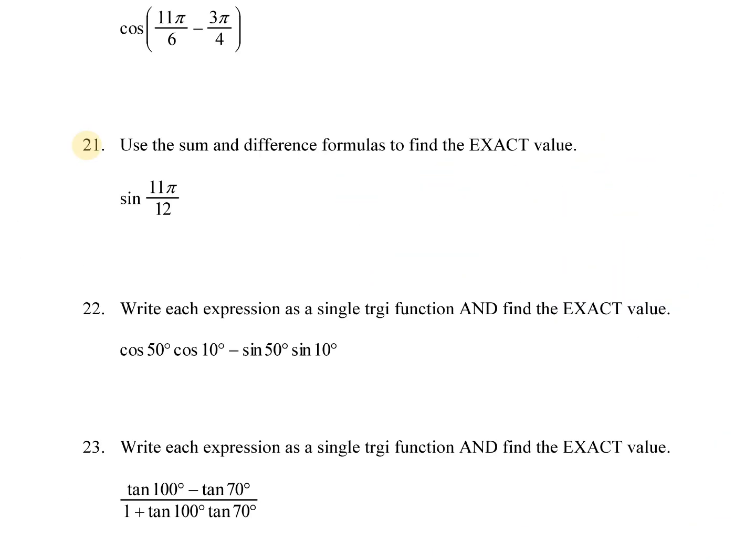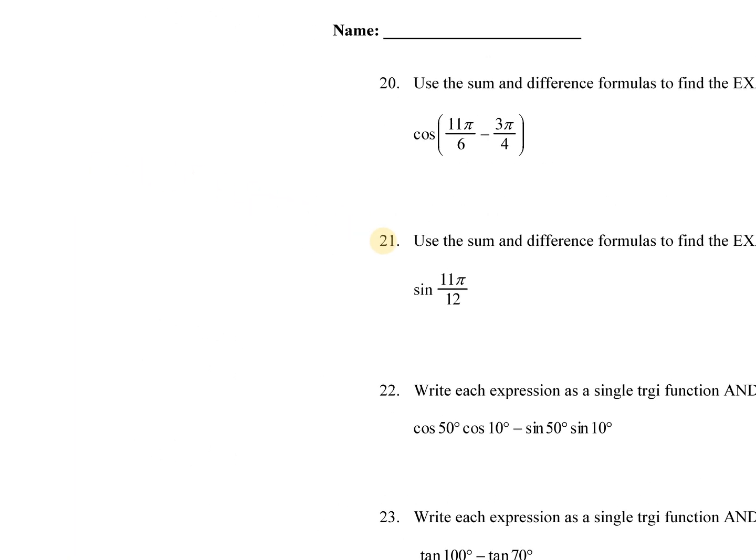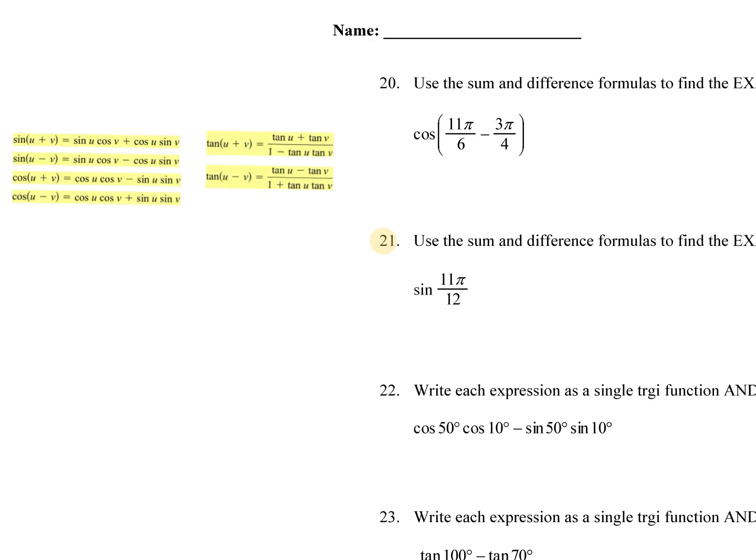So 21, we want to use the sum and difference formulas to find the exact value. I'm going to copy and paste my sum and difference formulas here. So you're going to get the sum and difference formulas, so you don't have to memorize them. You just need to know how to use them. So we want to see what 2 numbers either add up to 11 pi over 12 or subtract to 11 pi over 12.